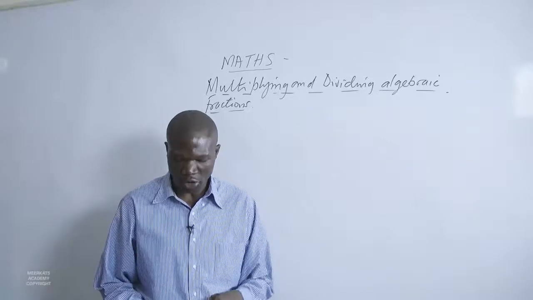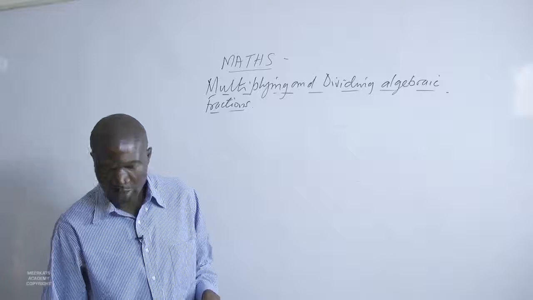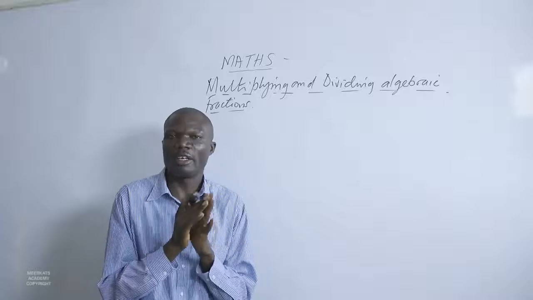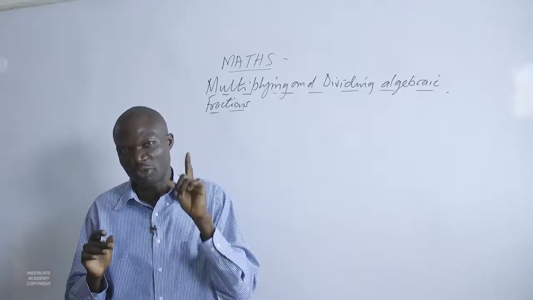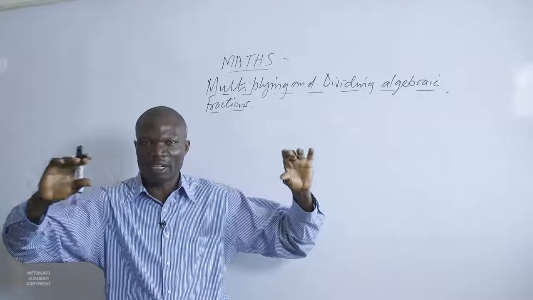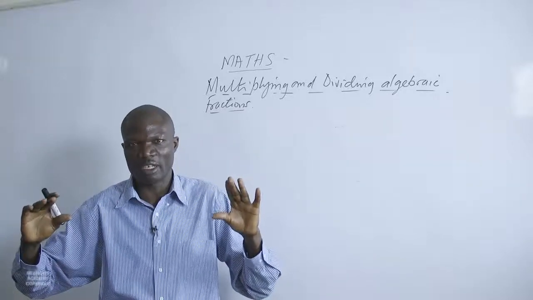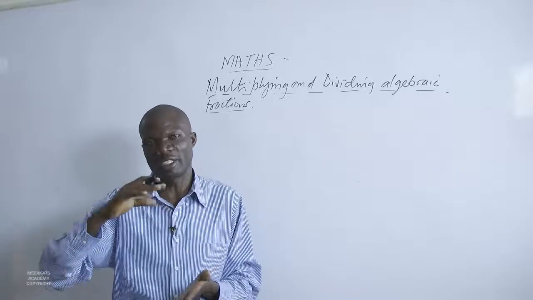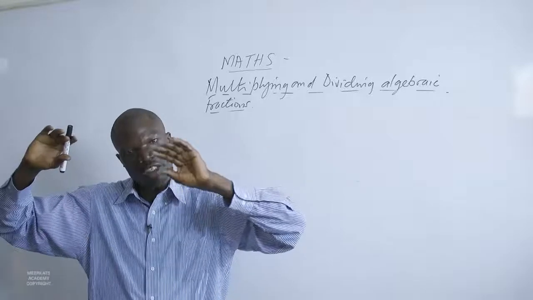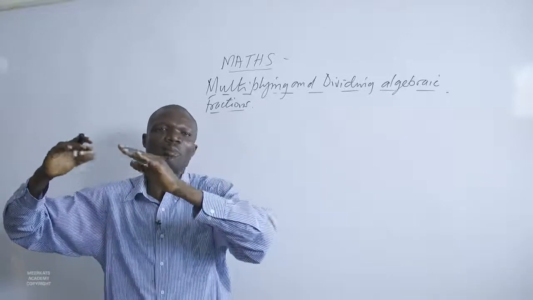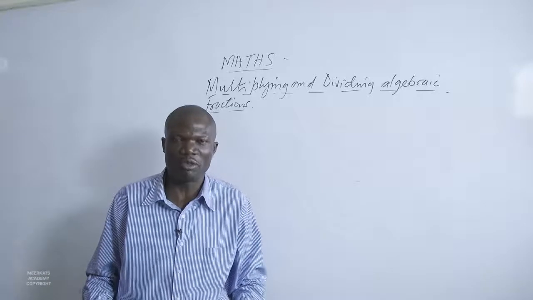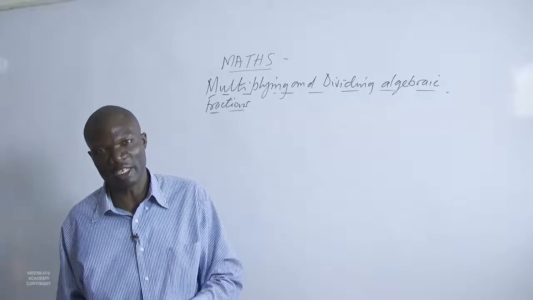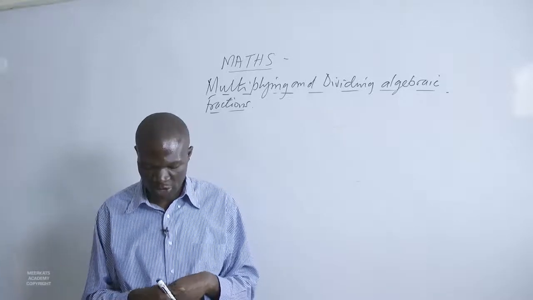So let us note the following. To multiply algebraic fractions, one, multiply the numerators first, and then multiply the denominators. The two of them are multiplied separately. The numerators are multiplied separately, and they form the numerator of the equivalent fraction we are looking for, and the denominators are multiplied again separately to form the denominator of the new equivalent fraction we are looking for.